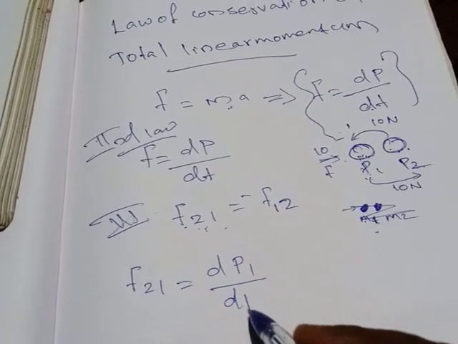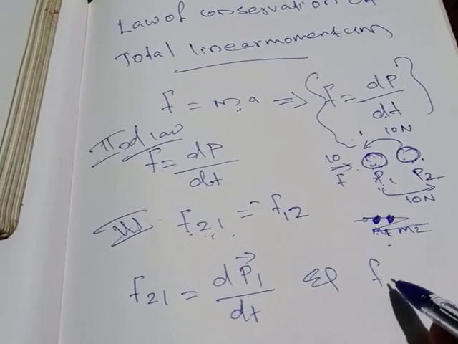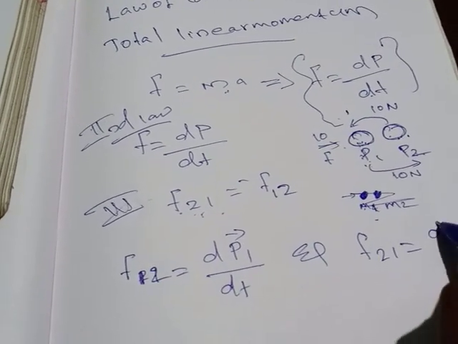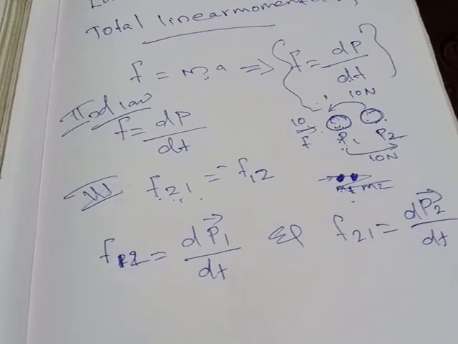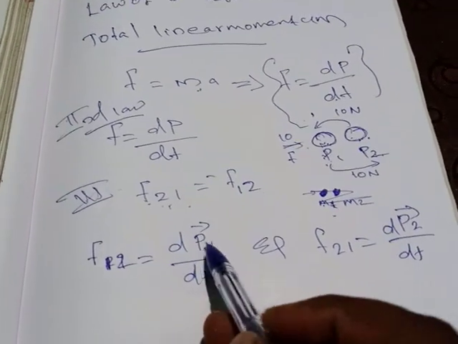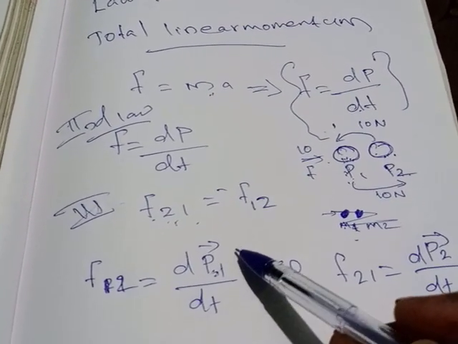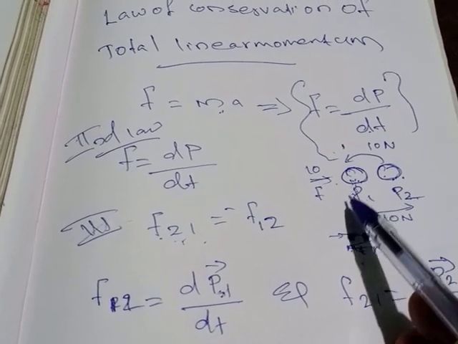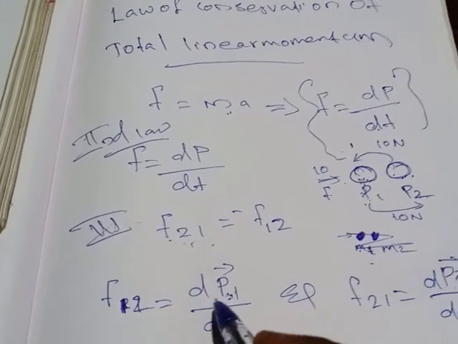If we take the same in Newton's second law, F21 you can write as dP1 by dt, and F12 you can write as dP2 by dt, in vector form also. Now you see, what is this P? We know P is the momentum. So P1 here means the momentum of particle 1, which changes due to the force F12. So here you can see P1 and P2, and what is this P1?